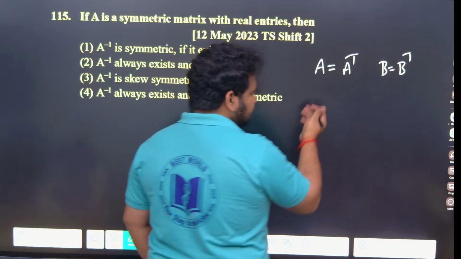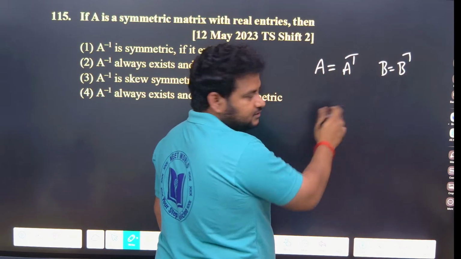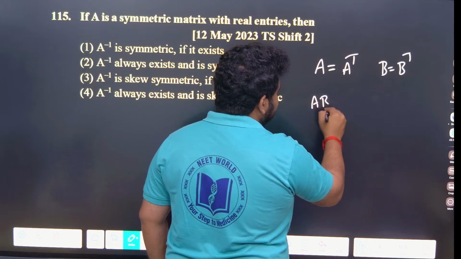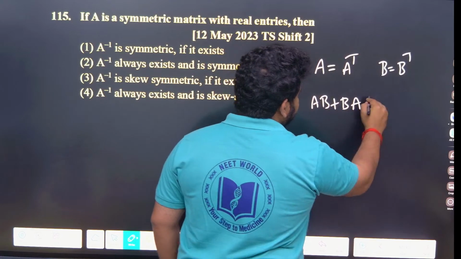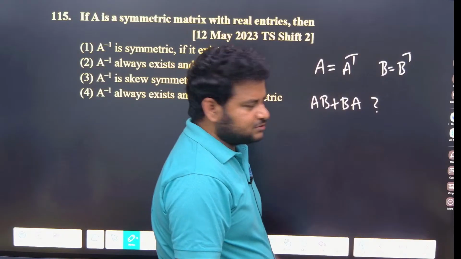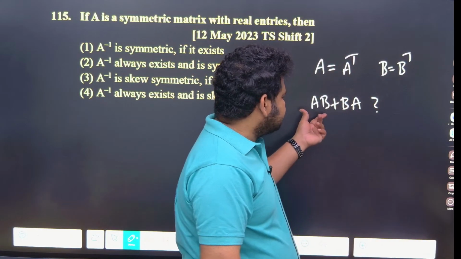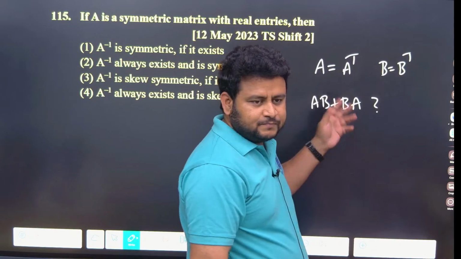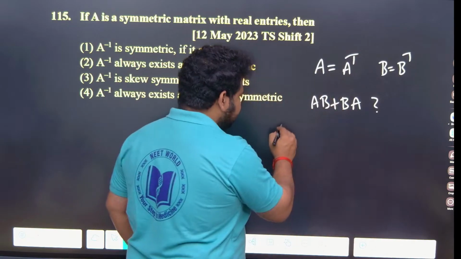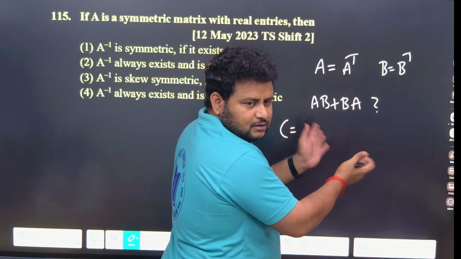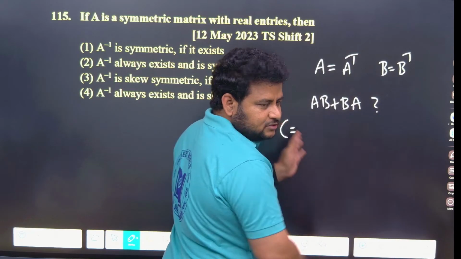Now I will ask you to find something. This is not related to the question but the concept is there. If I ask you to find what AB plus BA will be: if A is equal to A transpose and B is equal to B transpose, it means A and B are symmetric matrices. If I ask you what happens to AB plus BA, that time what will you do? You will take another matrix. AB plus BA is the addition of these matrices, and you will get something.